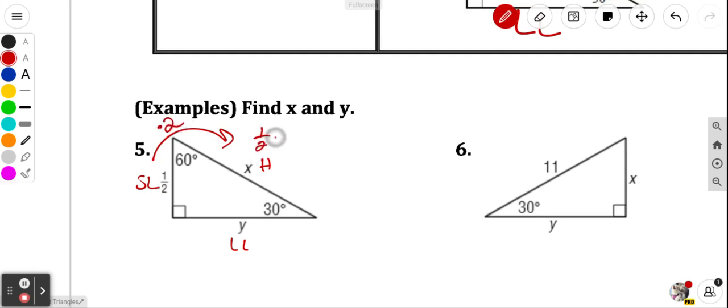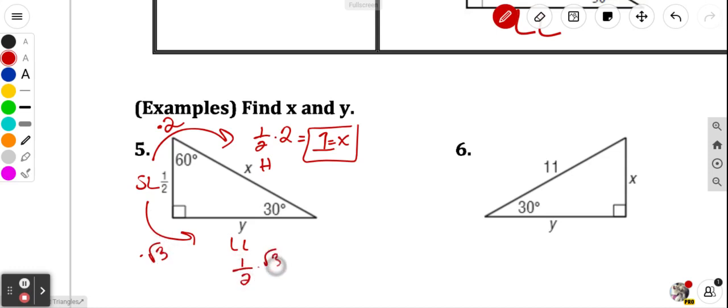So 1/2 times 2 is 1. So X is 1 here. Short leg to long leg, we multiply by radical 3. So this is just going to be 1/2 times radical 3. Clean that up a bit. It's better to write radical 3 over 2. That would be your long leg. So that's your Y. See how if you're given the short leg, it's pretty easy. You're just multiplying to find the hypotenuse and the long leg.